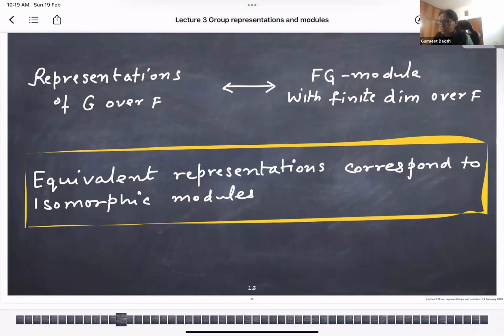All right. Now, in this correspondence, how do equivalent representations behave? How do isomorphic or irreducible representations behave?